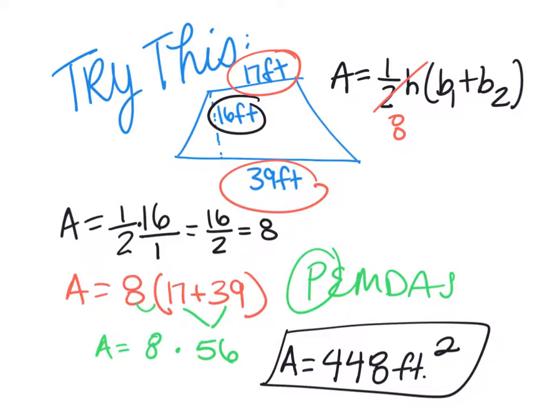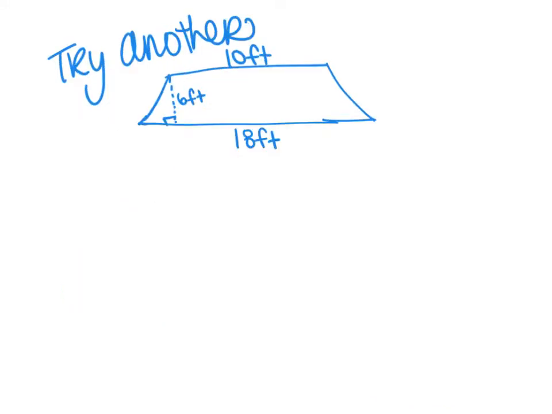Okay, let's try another problem using our trapezoid formula. Same thing, the first thing I'm going to do is write down my formula again so it's easy for me to follow. Area equals 1/2 the height times the quantity of base 1 plus base 2.